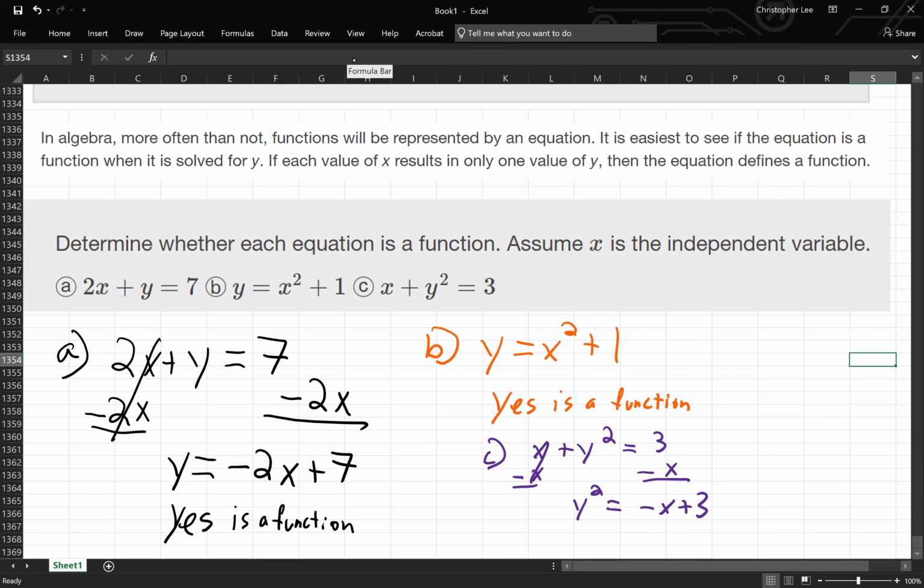It's all right, you'll learn that later on in the course. But here's the thing: y squared, what does that mean? That means y times y. That's two y's. I can't have two y's. I can only have one y. This is not a function.